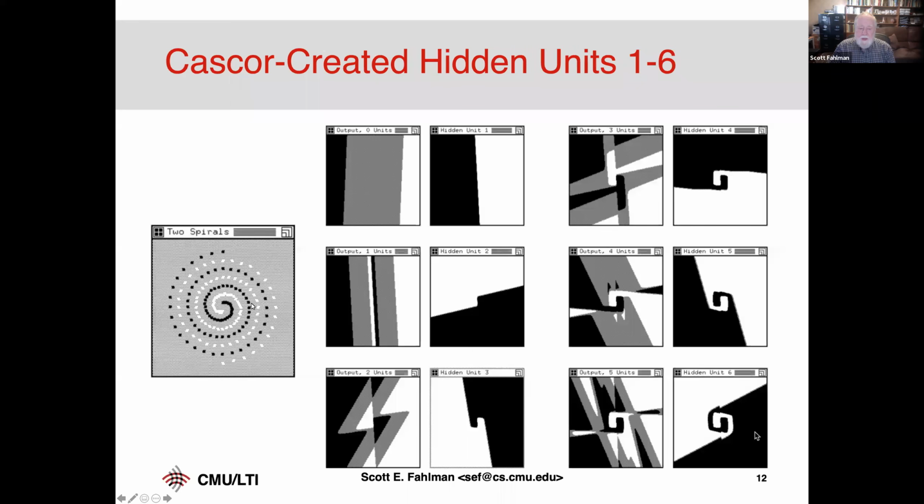So for some reason, it decides to build a unit that cuts up through this way. And now the output, what it's done is learn to get some of these. There's a lot of white ones here and a lot of black ones here. So this is now trying to get that right.